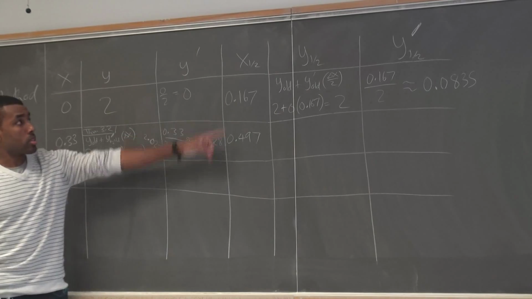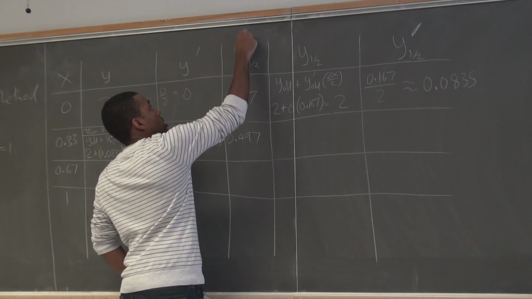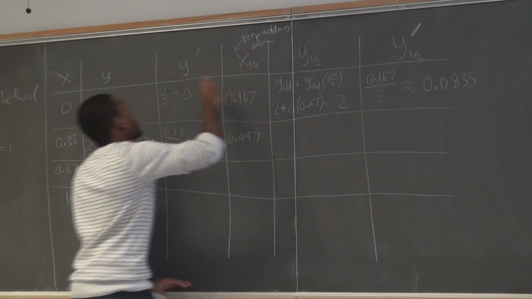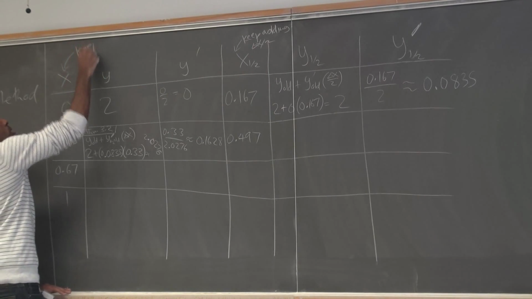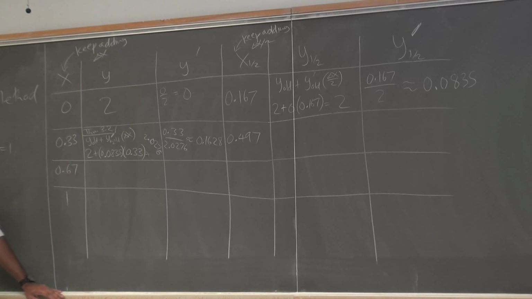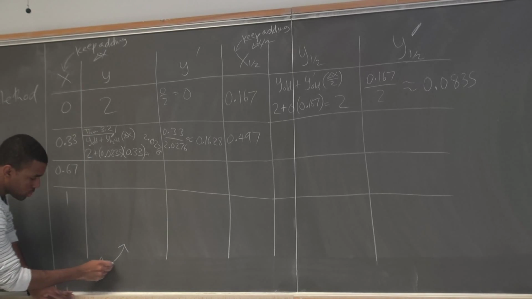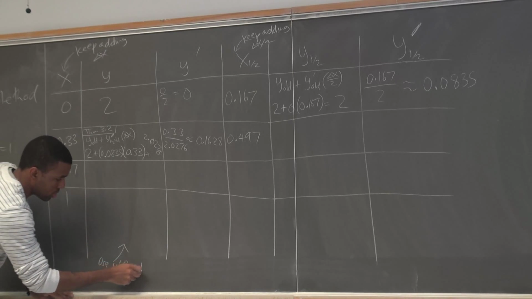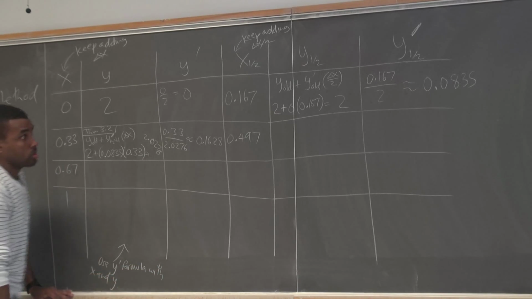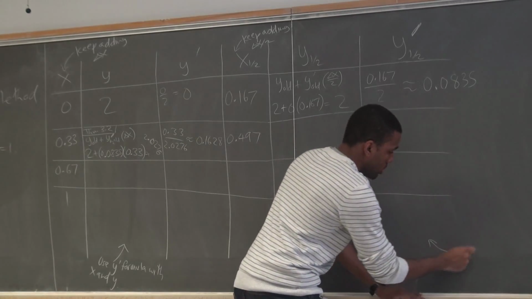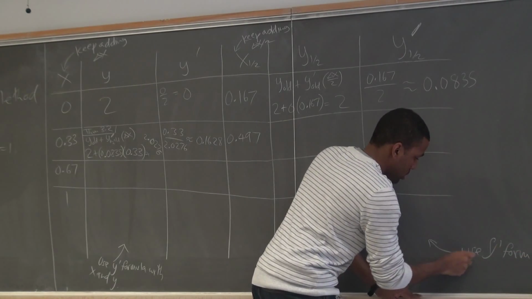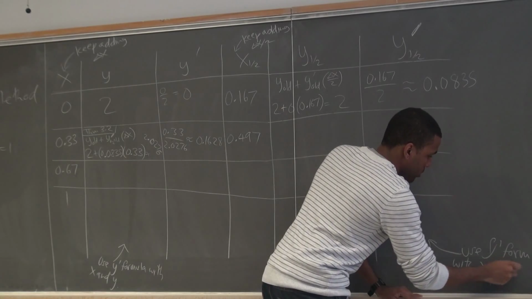So remember, here keep adding delta x over 2. Here, keep adding delta x. Here, use the y prime formula with x and y. Here, use the y prime formula with x half, y half.